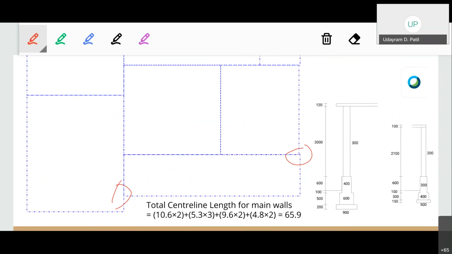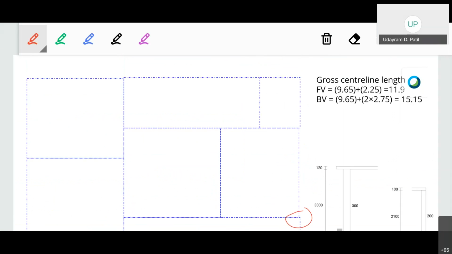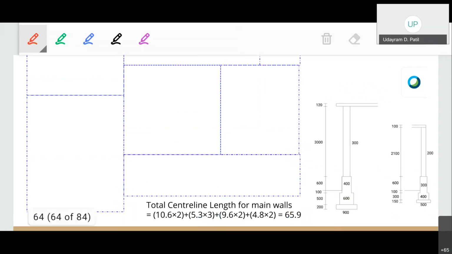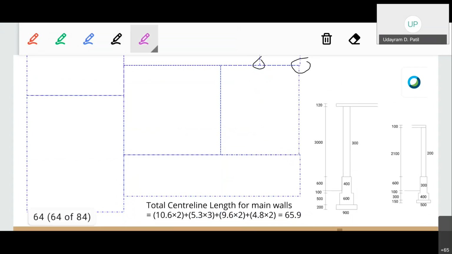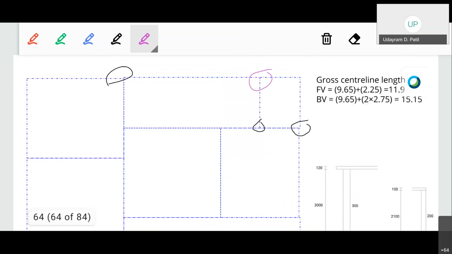When the main walls and secondary walls are meeting together, for that particular junction deducting half of the 0.6. So for the front veranda deducting 0.3 and another 0.3. For the back veranda wall, 0.3 for this junction, 0.3 for this junction, 0.3 for this junction, and 0.2 for this junction, that is half of the 400 mm.